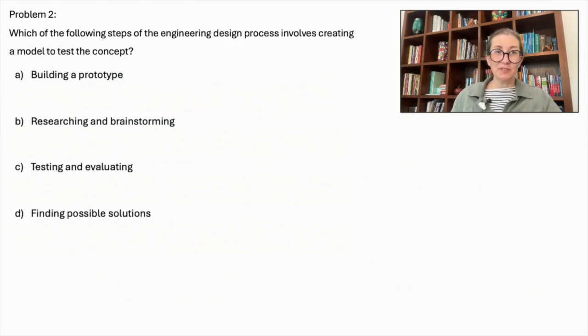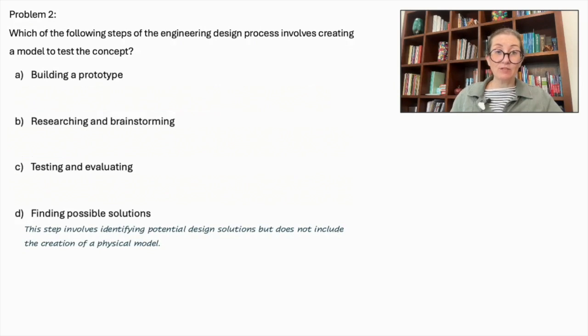Problem number 2. Which of the following steps of the engineering design process involves creating a model to test the concept? Building a prototype, researching and brainstorming, testing and evaluating, or finding possible solutions, starting at the bottom. This step involves identifying potential design solutions, but does not include the creation of a physical model. So we can eliminate that.